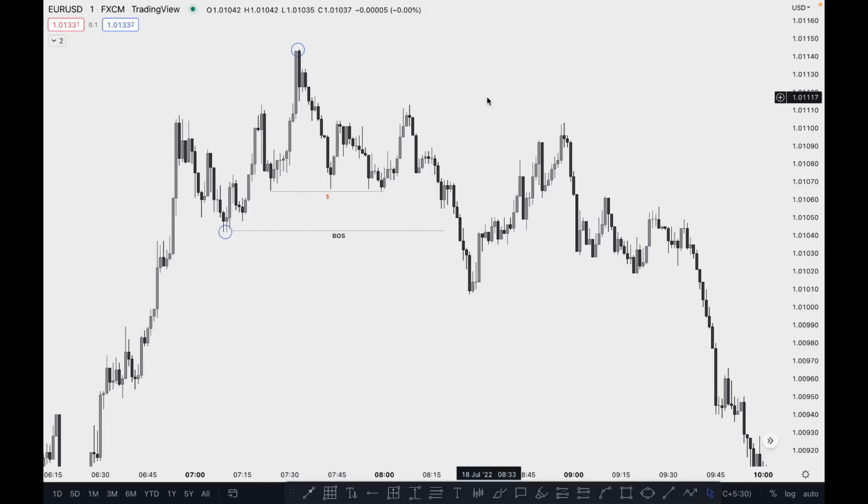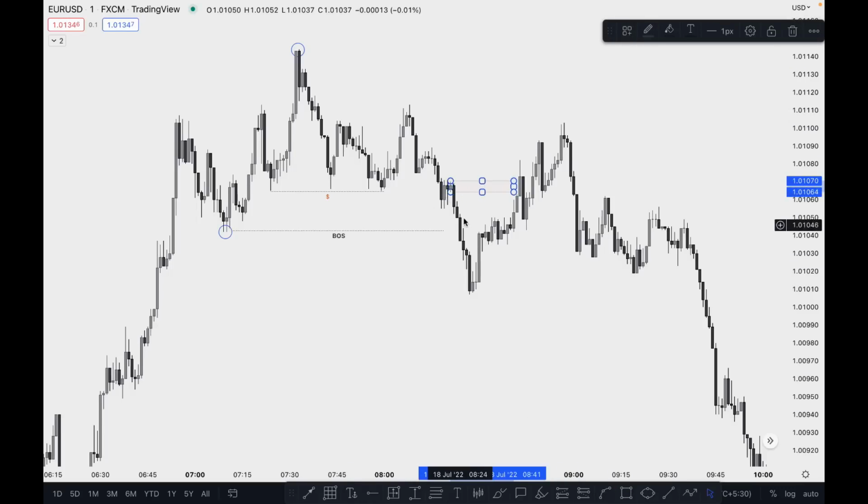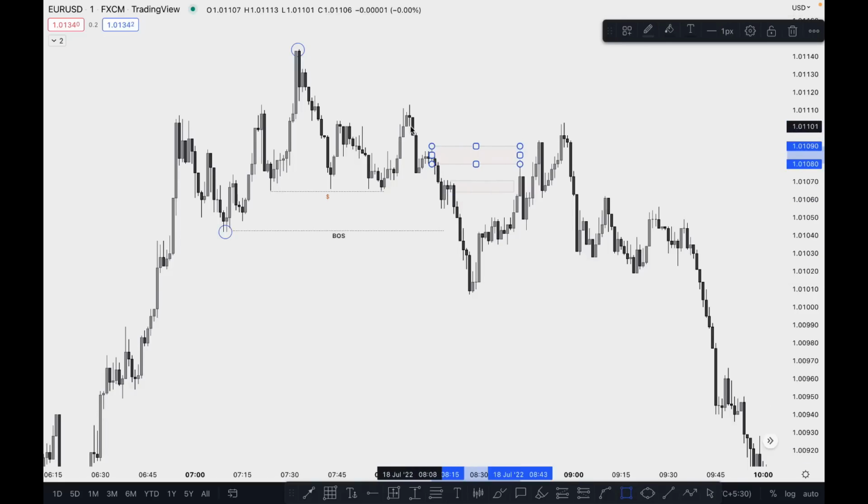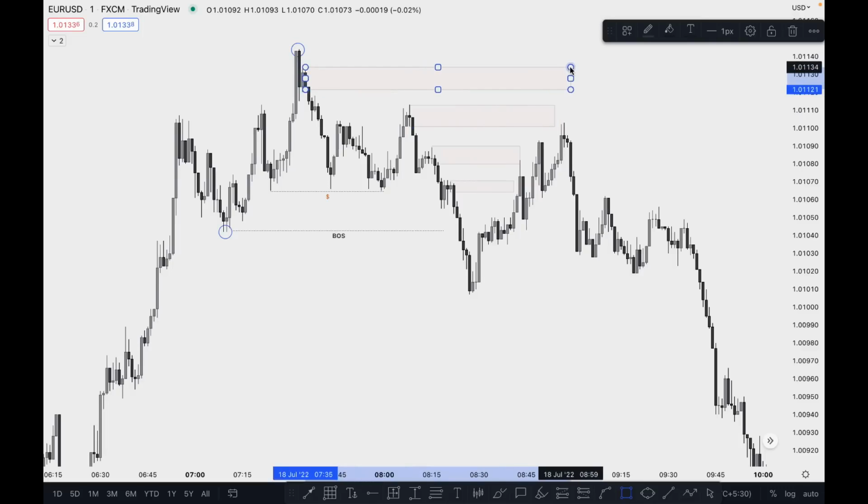So the main thing is to identify the order block, correct? The market broke the structure, then we are looking for the sell. After breaking this structure, you can see we have multiple order blocks here. The first order block is here, the second order block is here, the third order block is here, and the fourth order block is here.